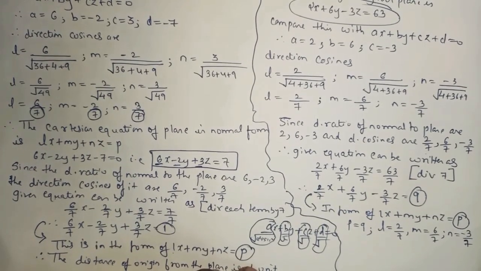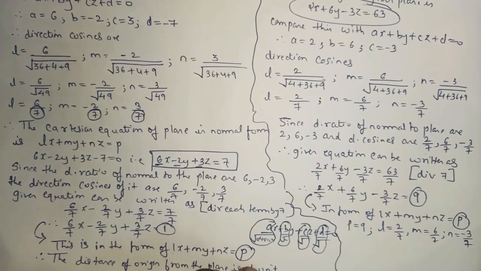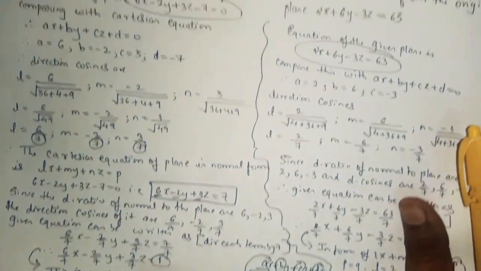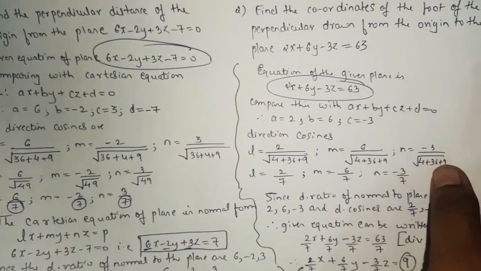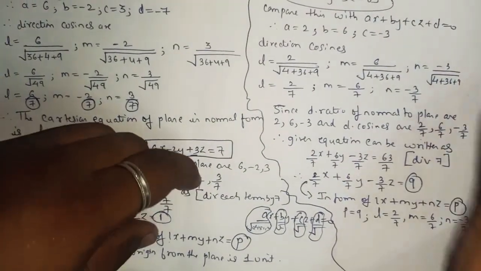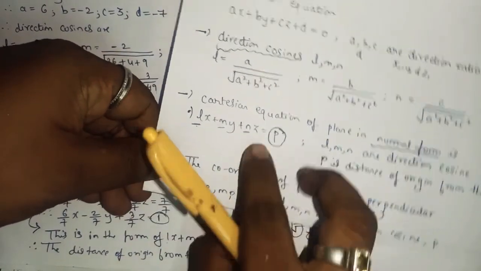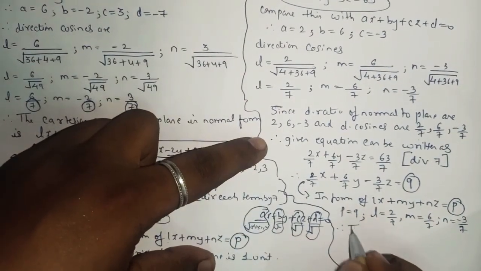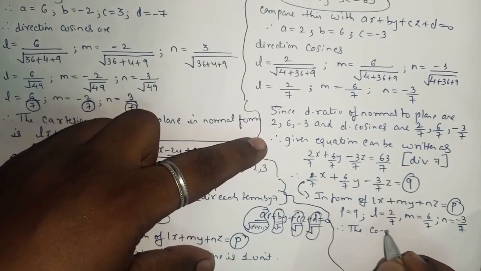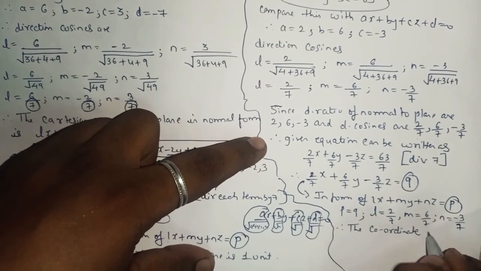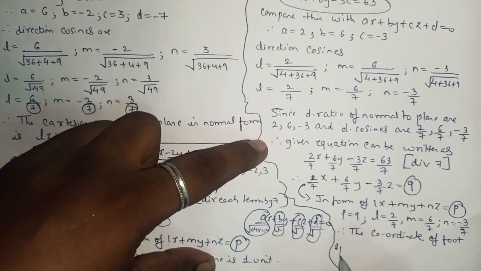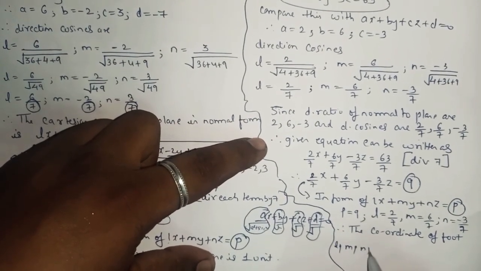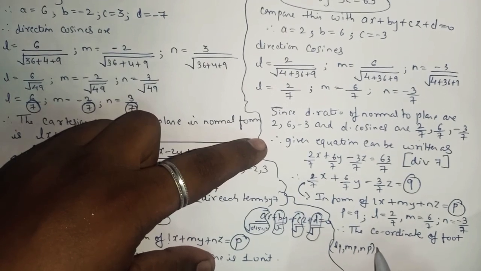So now, as the final step is what we have to find the coordinate of the foot. So to find the coordinate of the foot, what is the formula? Here we have the formula. What is the formula? LP, MP, and NP. So here we'll write the coordinate of foot is what, LP, MP, NP.